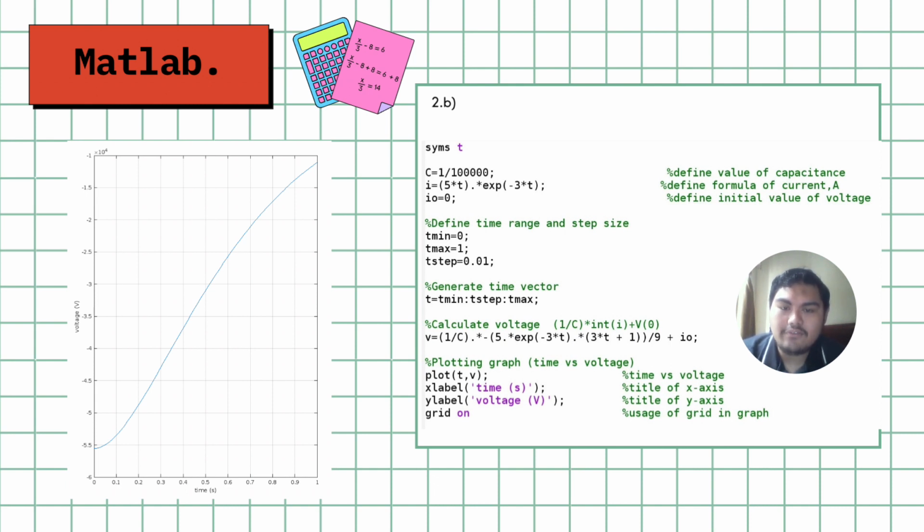For plotting the graph, you use plot t, v for the time versus voltage graph. So the x label is time, the title of the x-axis, the y label is voltage, the title of the y-axis, and then you use grid on for the usage of grid in the graph.